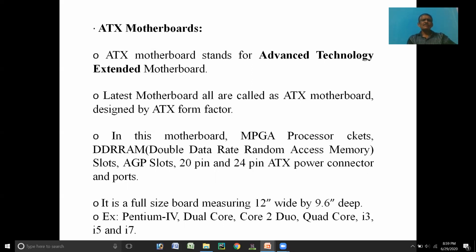ATX motherboards measure 12 inches wide by 9.6 inches deep. The full size of ATX motherboards is 12 inches by 9.6 inches. The examples of ATX motherboards are Pentium 4, dual core, core 2 duo, i3, i5 and i7 processors.